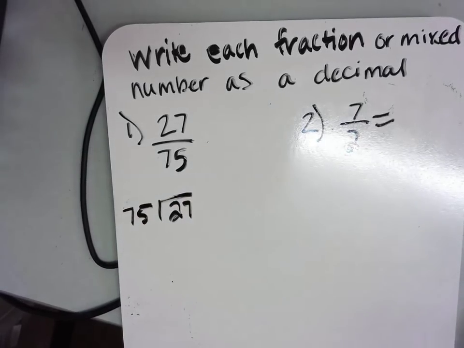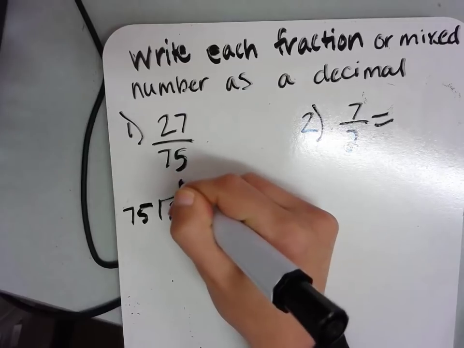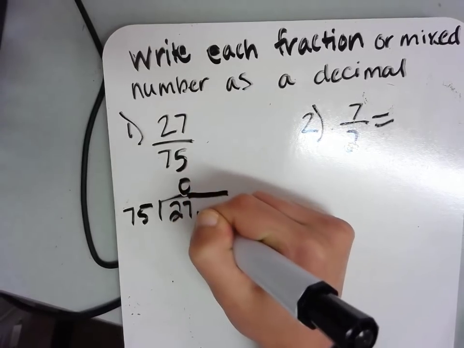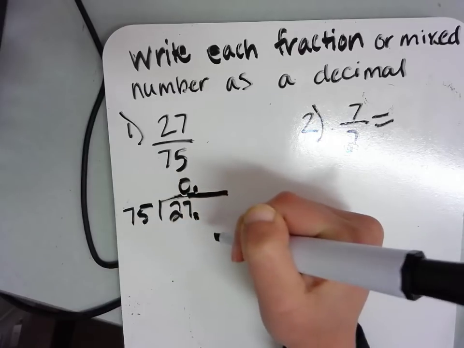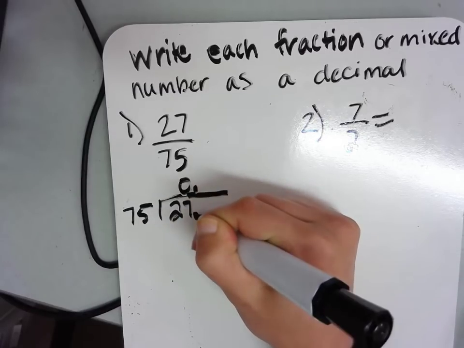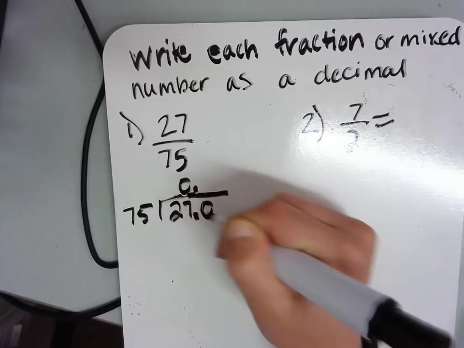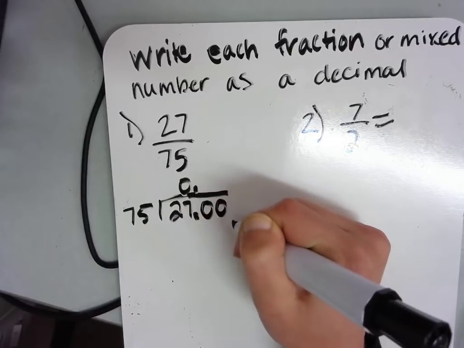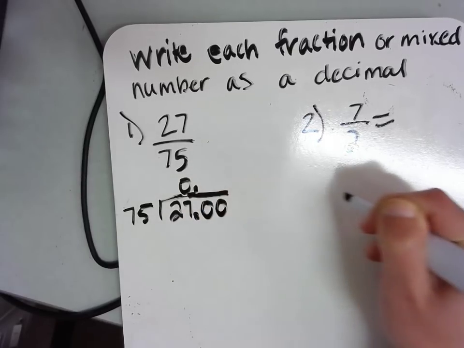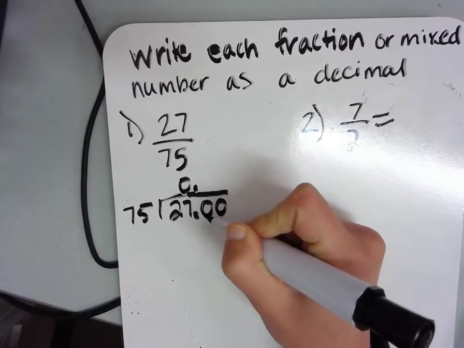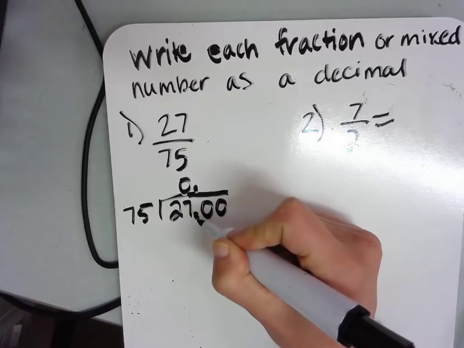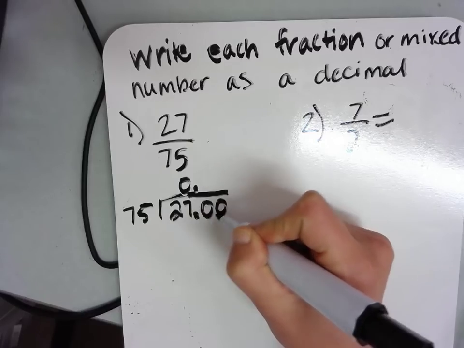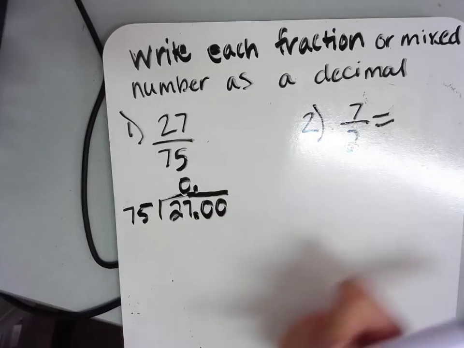Now 75 can't go into 27, so I put my 0 there. And what I'm going to do is add a decimal. And when I add a decimal, I have to add it here and up here. And I'll tell you why in a sec. These are called trailing zeros. I can add however many zeros I want to this number, and it won't change the value of 27 because I have that decimal point. If I didn't have that decimal point, if I added zeros, that would be a completely different number.